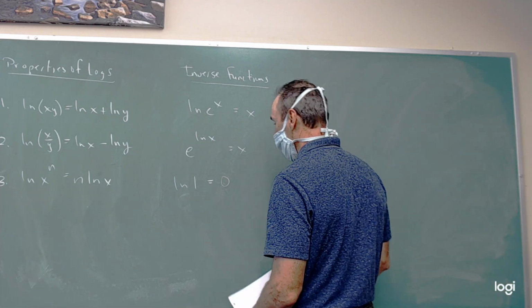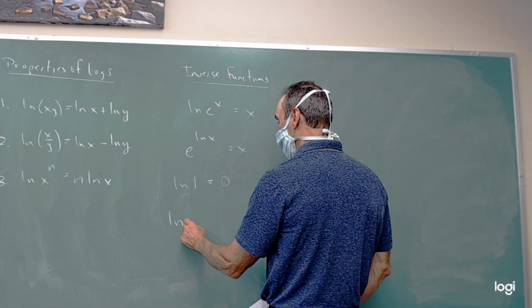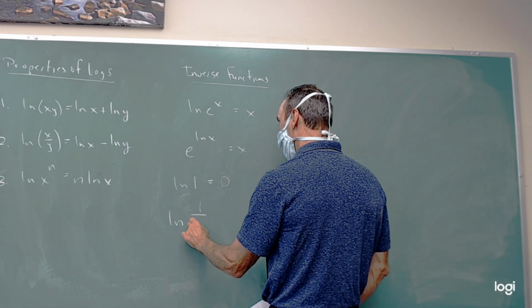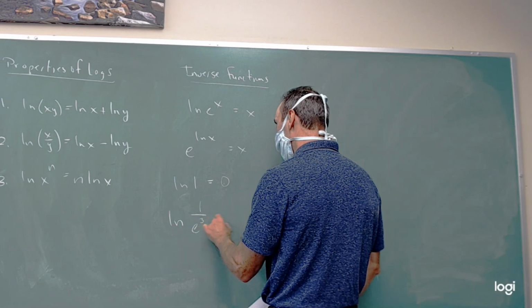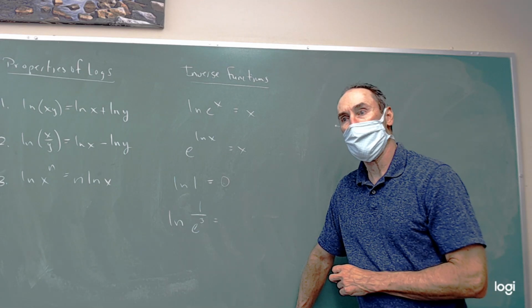And then you get things like, so let's see if we can use these inverse properties. The natural log of 1 over e to the third. We think about how to simplify this.